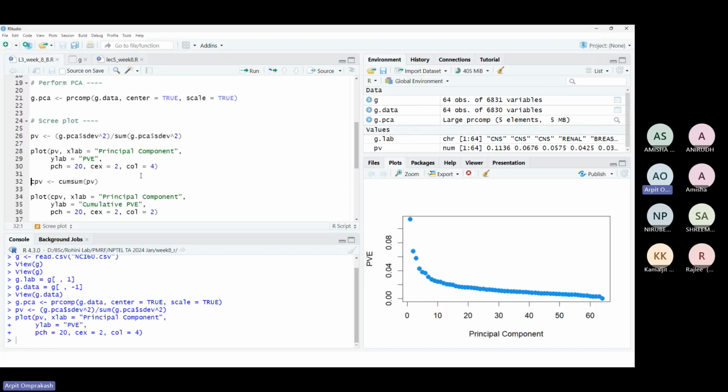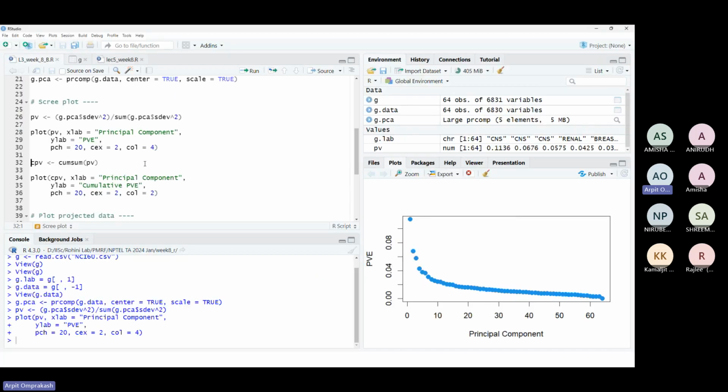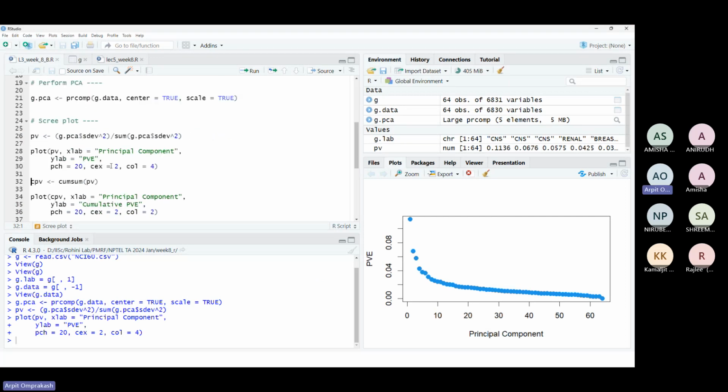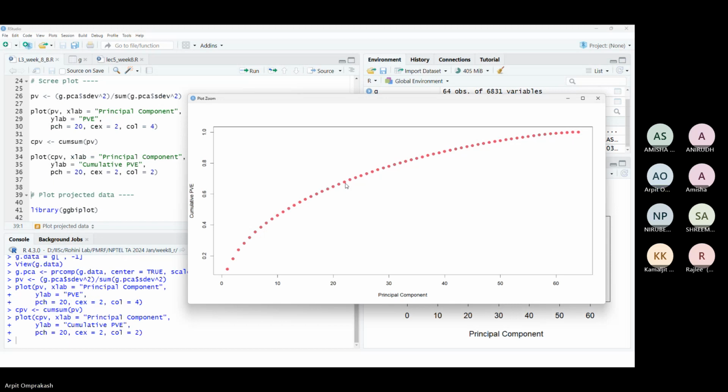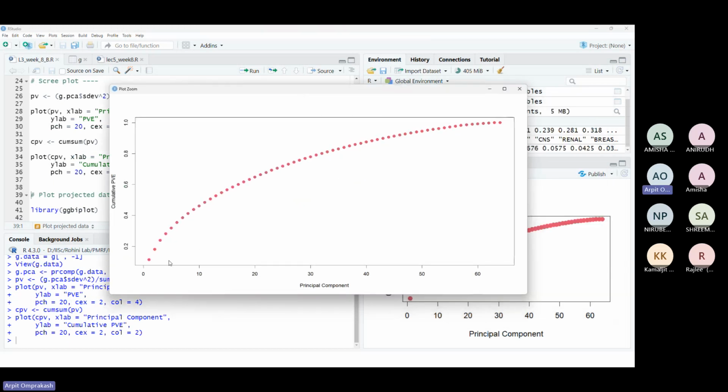So what we'll do is plot the cumulative version of the scree plot. We use the cumsum function to get the cumulative values for the PV vector and we plot it. So we see something like this. We want to select something here, let's say 10 or 20 principal components, which captures at least more than 60% of the variance in the data.